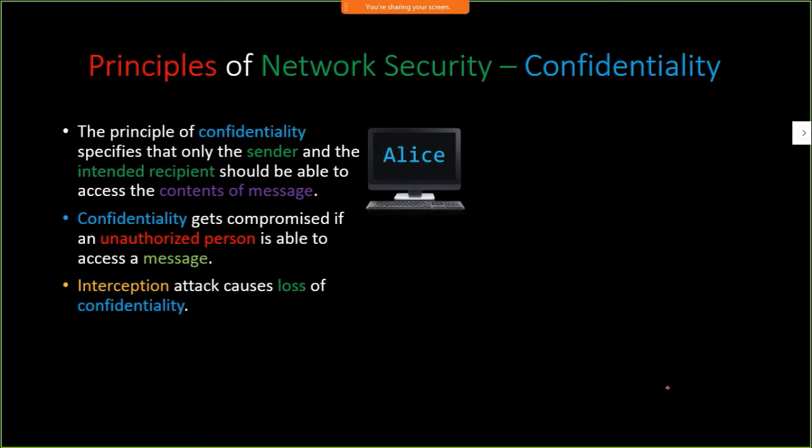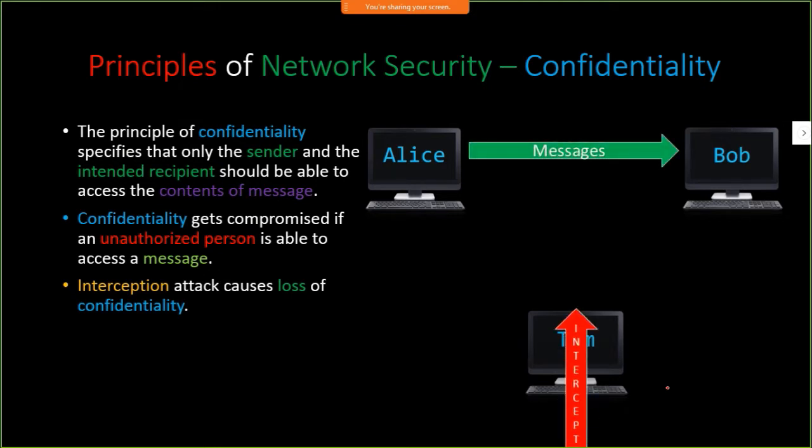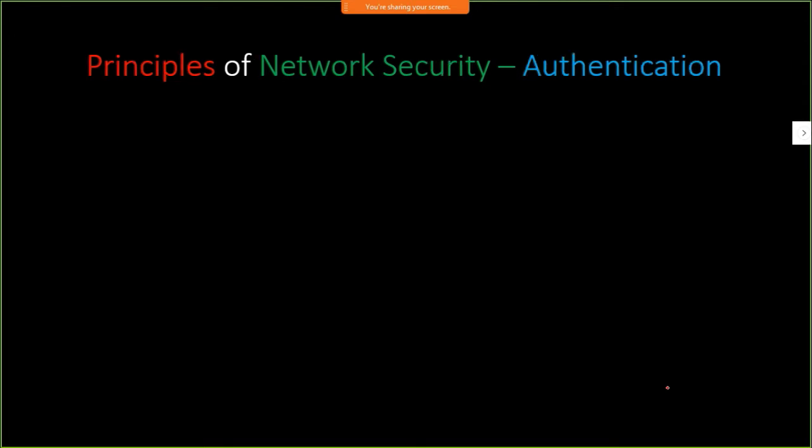So there are Alice, Bob and Tom. There are three persons. Alice sends a message to Bob. Tom intercepts this message. That means Tom reads this message. That is a breach of confidentiality.